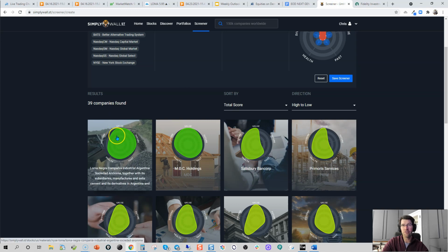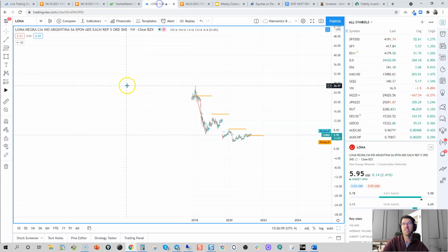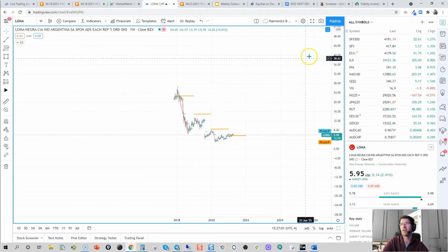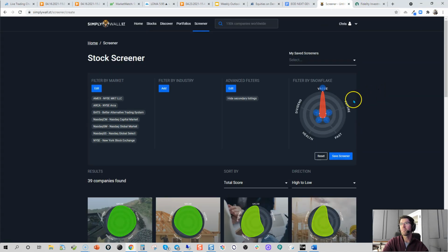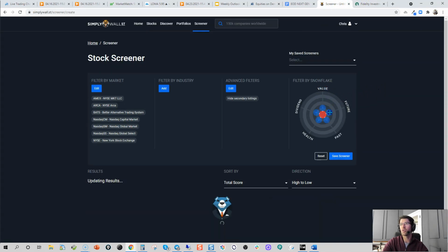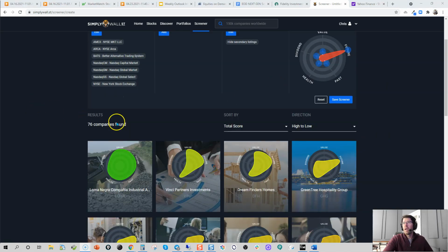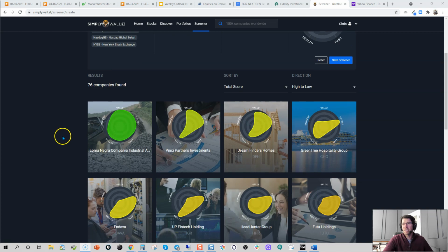I like to find the stock first, go into my chart and see, is it something I want to buy at? Let's find another one. Let's go to something with future growth. Let's go just pure future growth. And now my filter has 76 companies. Again, this is just US based. And let's find something here.